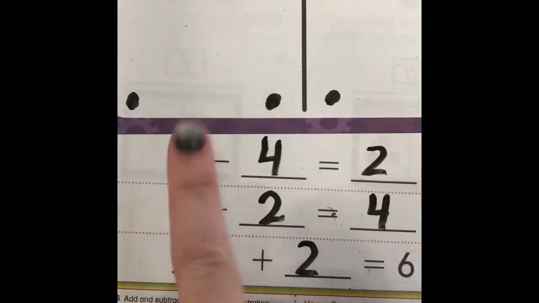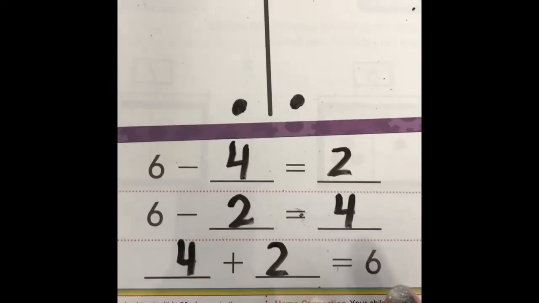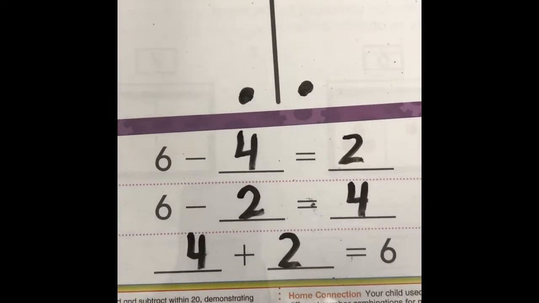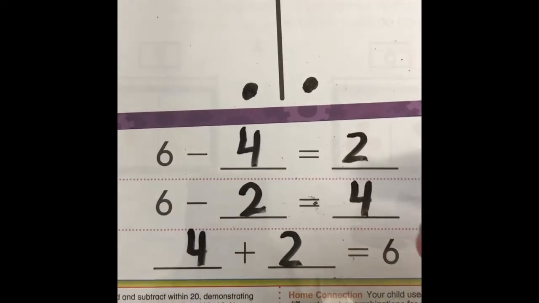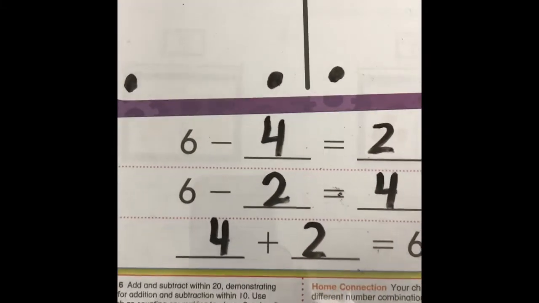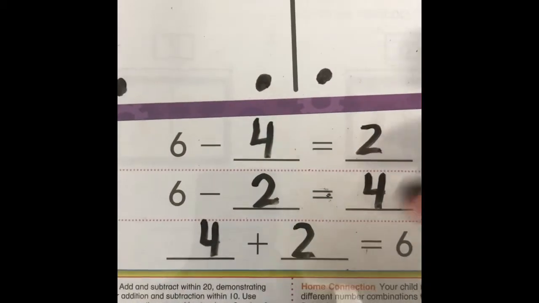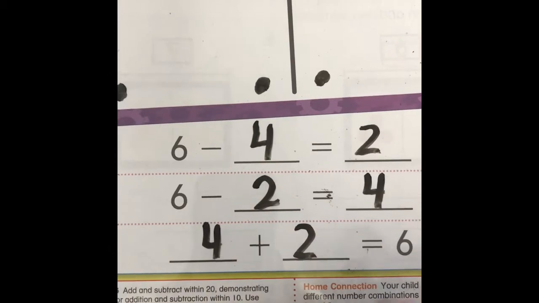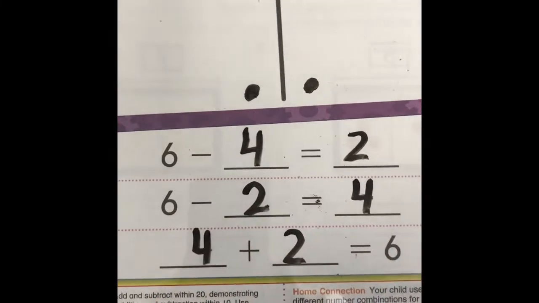When we subtract, the 6 is first. When we add, the 6 is last, and the parts are first. So it's the complete opposite of subtraction. See, when we subtract, the parts are at the end, and when we add, the parts are in the beginning.